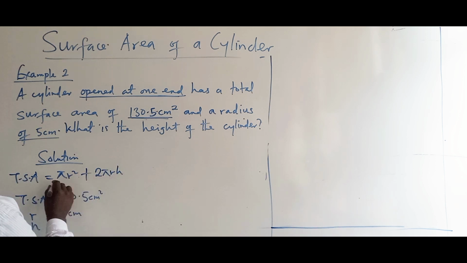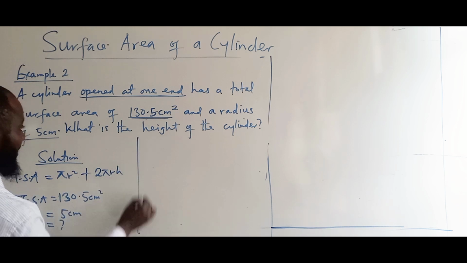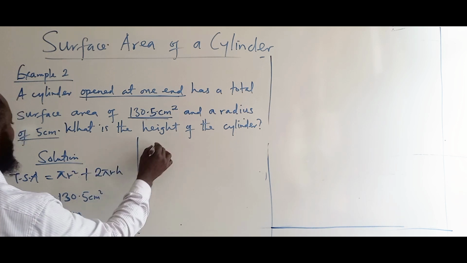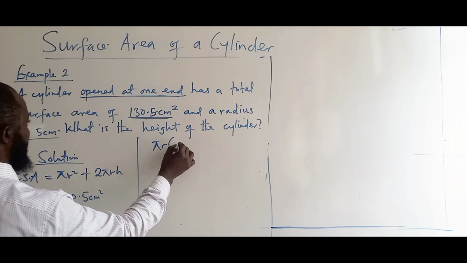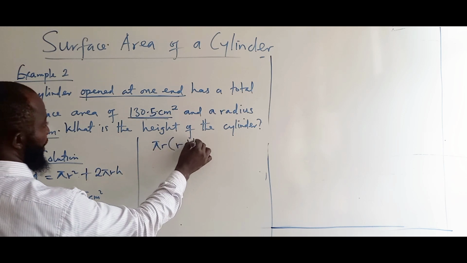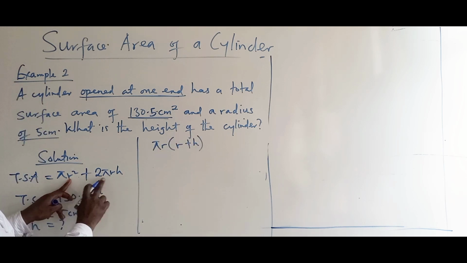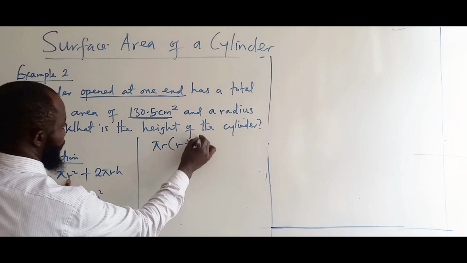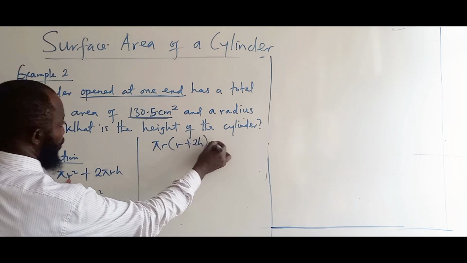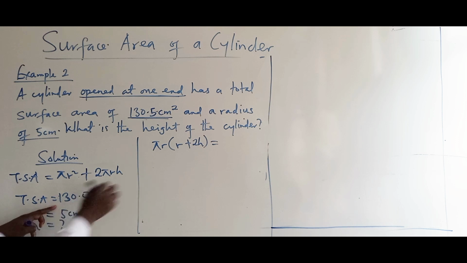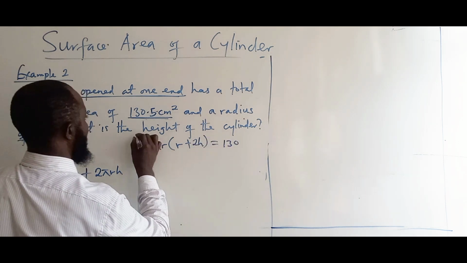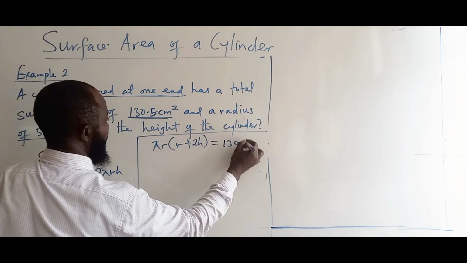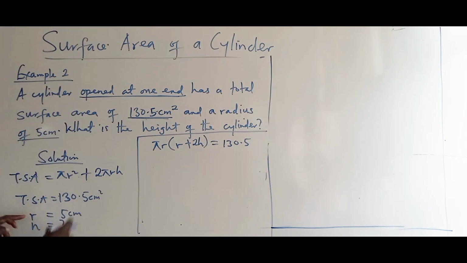This can be rewritten: pi r is common, so it remains r plus 2h. You can see the 2h here. So pi r (r + 2h) equals 130.5. Let's tackle the value of pi now.